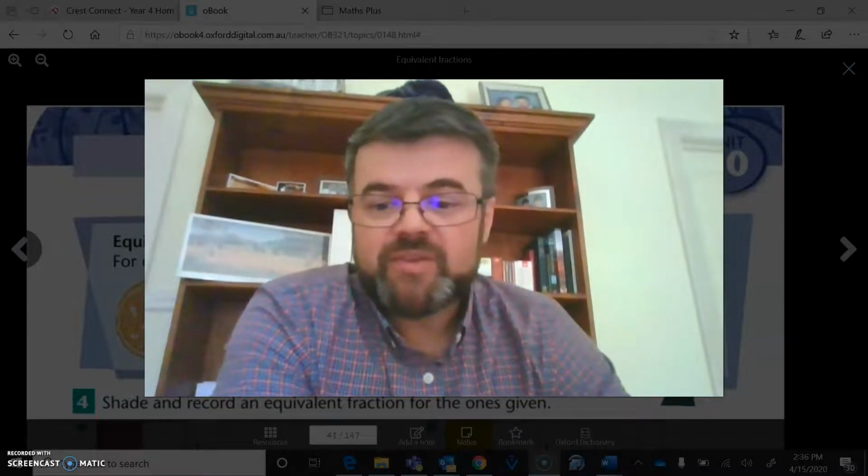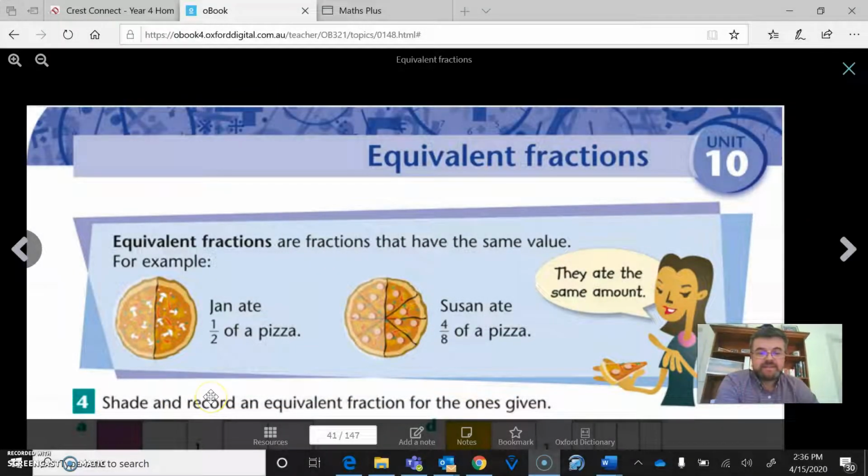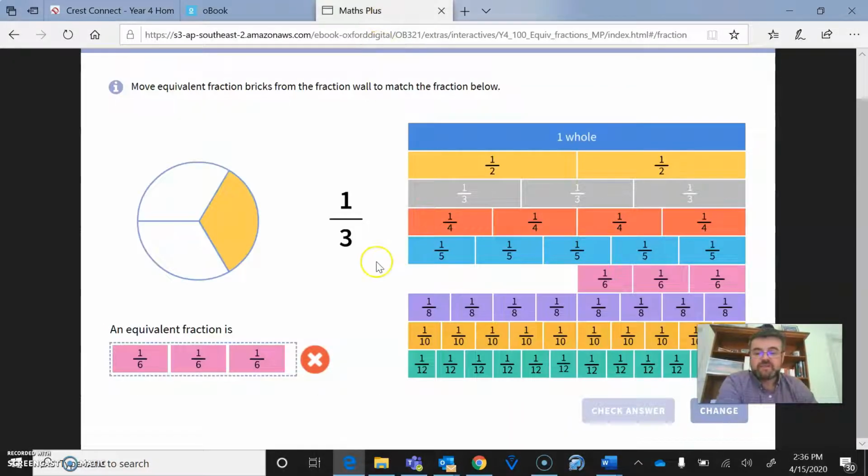Let me share my screen with you and I'll illustrate that. So this is where I got the idea about the pizza. So the question here is, who ate more? Jan, who ate half a pizza, or Susan, who ate 4/8 of a pizza, or 4 slices out of 8? Well, if you look at even just the graphic, the visual representation of this says to you, well, they pretty much ate the same amount of pizza. Jan ate half of it, Susan ate 4/8 or 2/4, but in the end she ate half of the pizza as well.